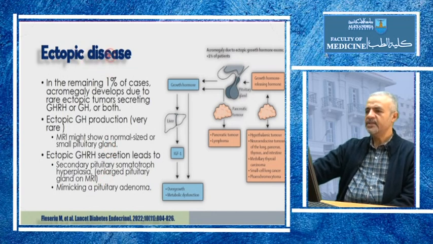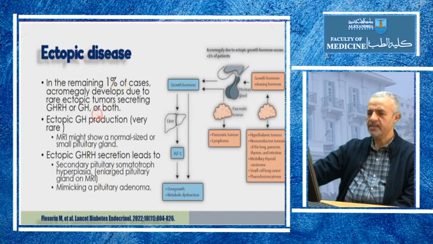As I told you, the ectopic disease represents less than 1%. It may be due to ectopic growth hormone production, and in such cases, you should expect a small pituitary gland, or ectopic GHRH secretion, which leads to secondary pituitary hyperplasia, which is actually difficult to differentiate from a pituitary tumor in the imaging.